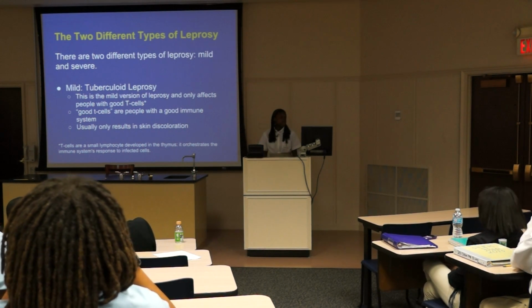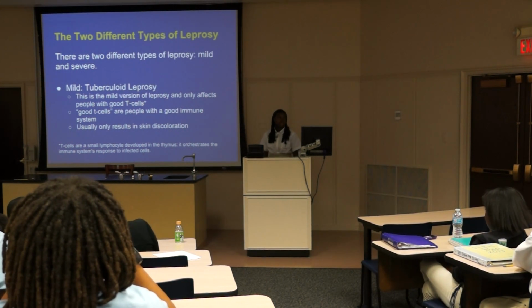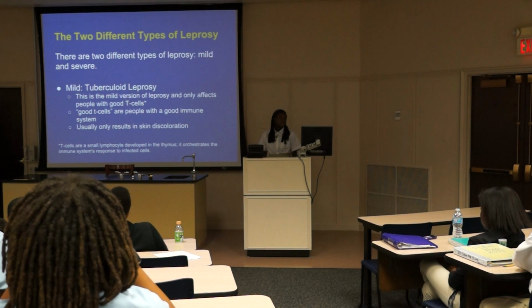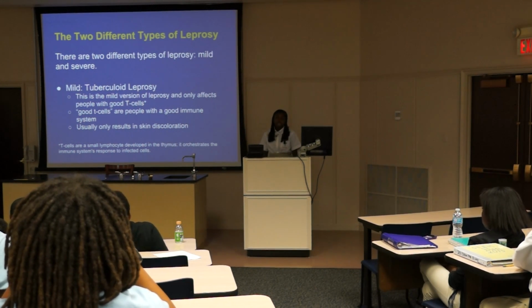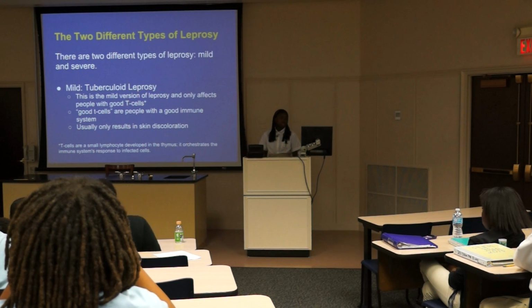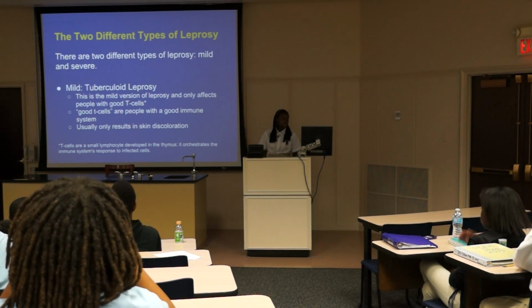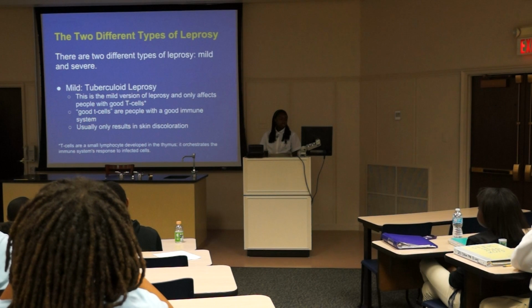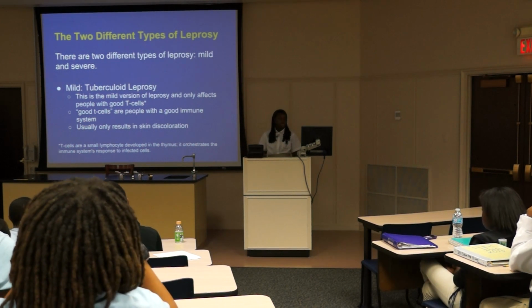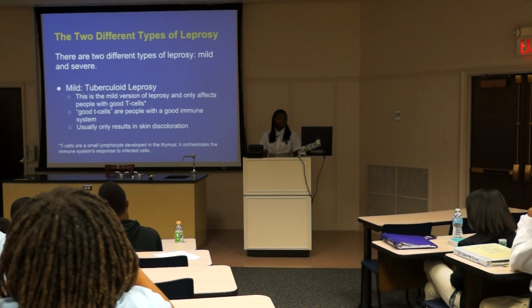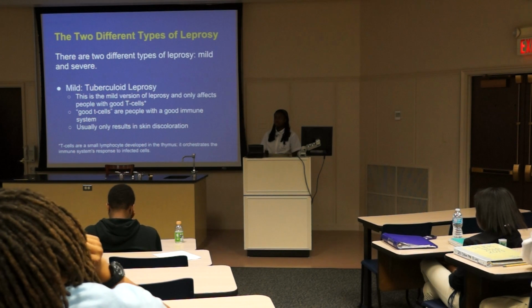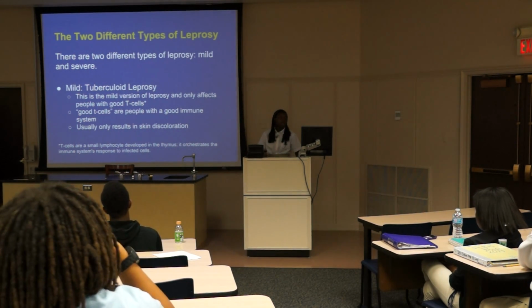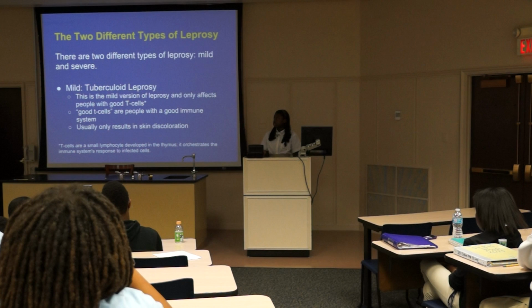So there are two different types of leprosy, mild and severe, and the mild version is tuberculoid leprosy, and it affects people with good T cells. T cells are a small lymphocyte developed in the thymus, and it orchestrates the immune system's response to infected cells. And what I mean by good T cells is that you have a good immune system, and it usually only results in skin discoloration.